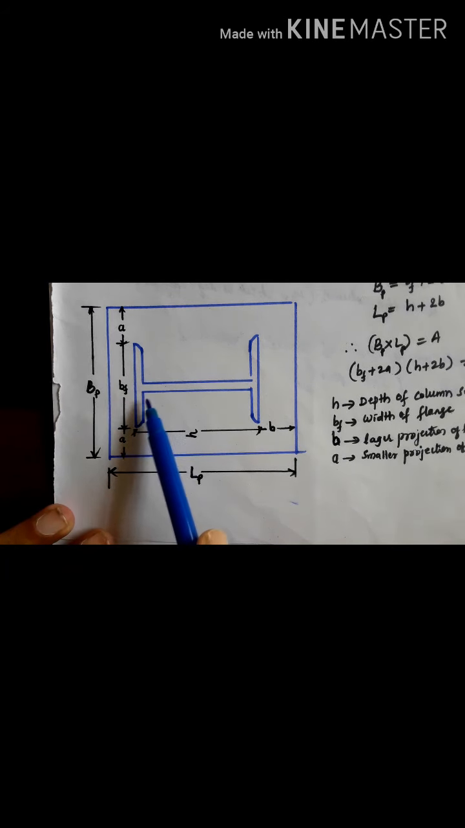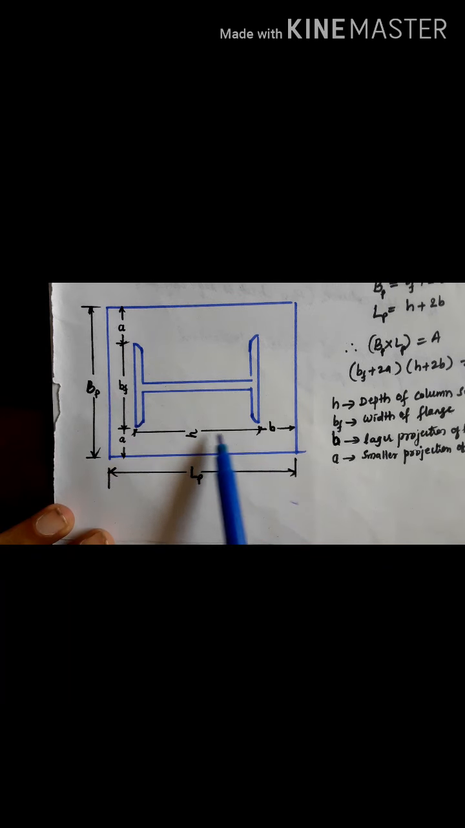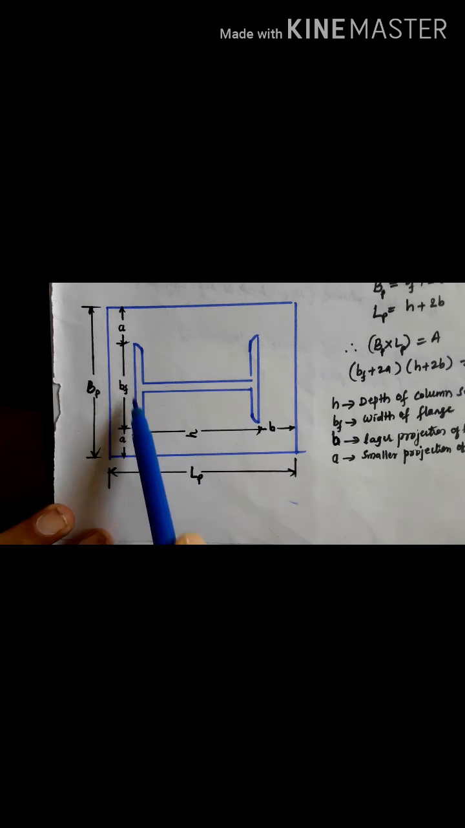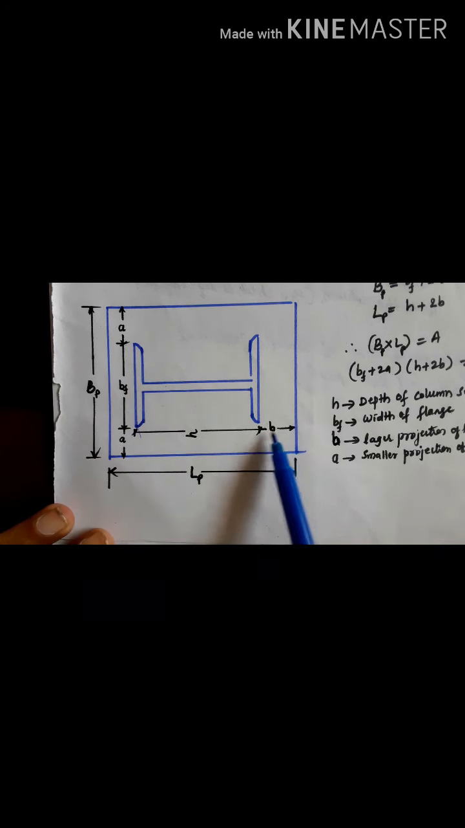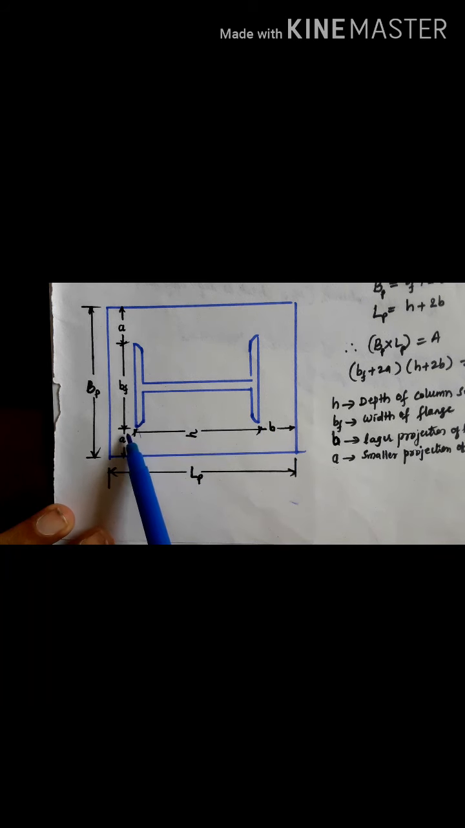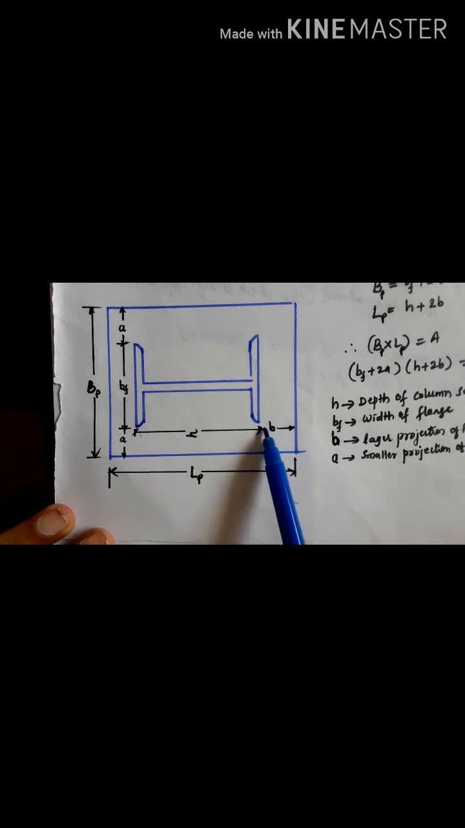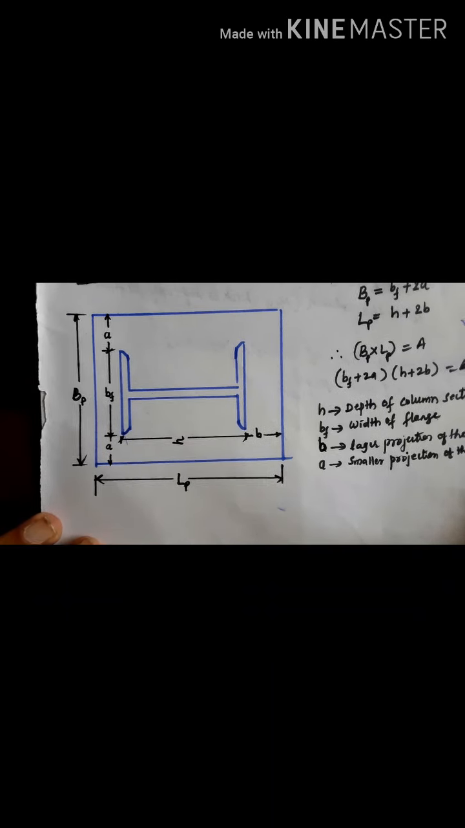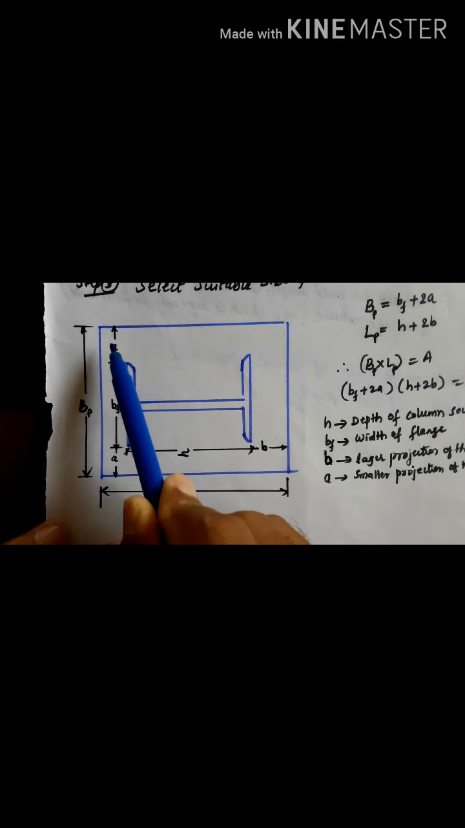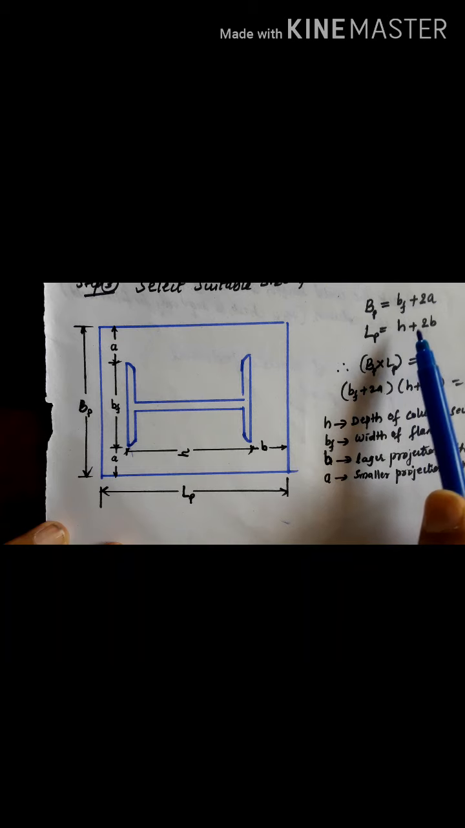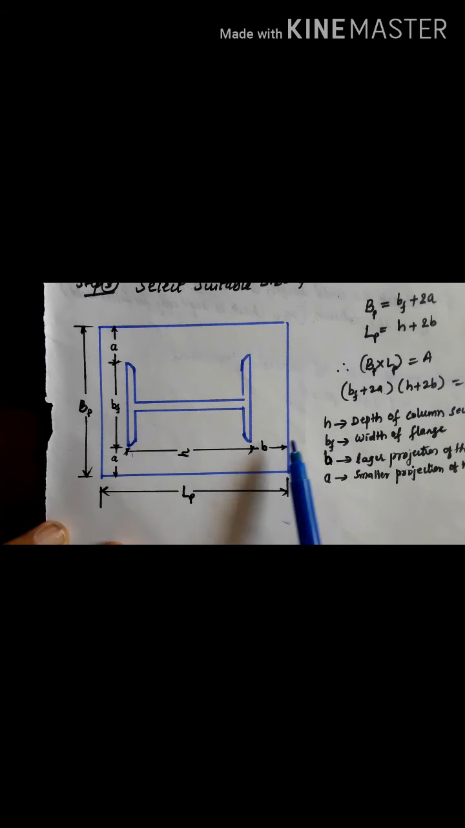On the base plate, the I section is placed, and this represents the depth of the I section, and this is the width of the flange section, that is BF. Then A and B represent the projections of the plate beyond the section, the smaller and larger projections. Then the breadth of the plate can be given as flange width plus 2 times A. Similarly, the length of the plate can be given as H plus 2 times B.